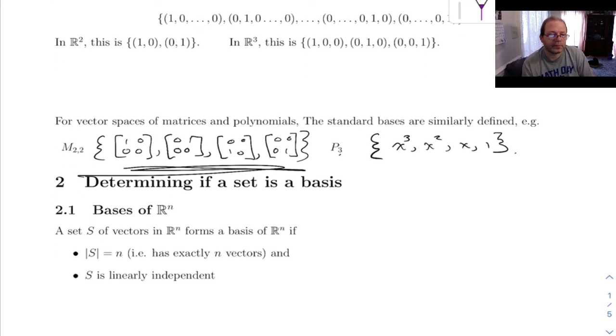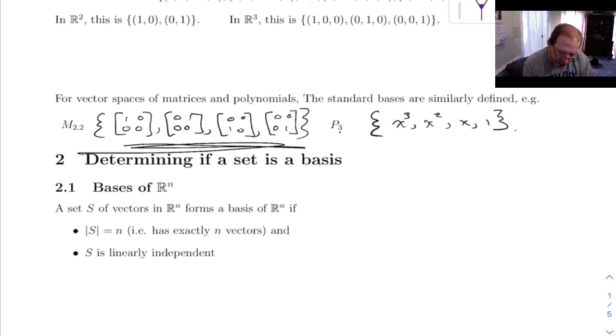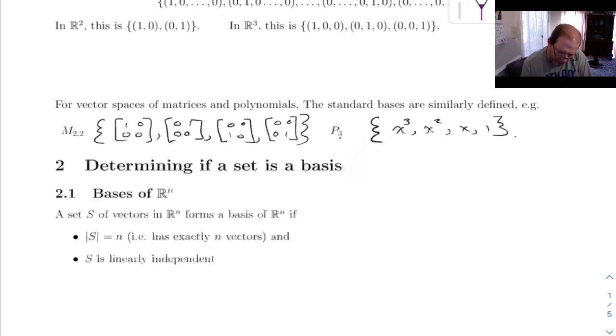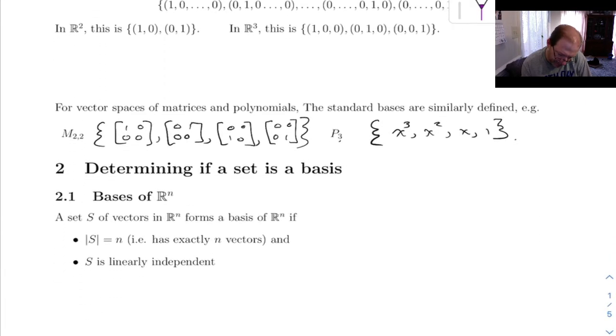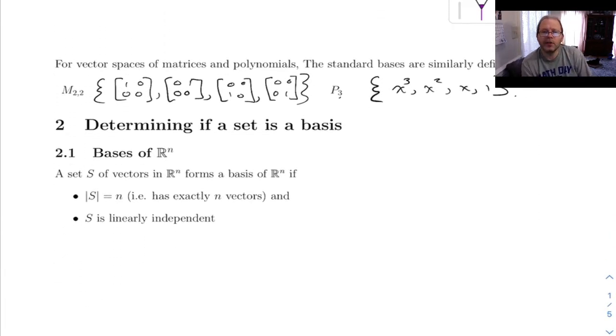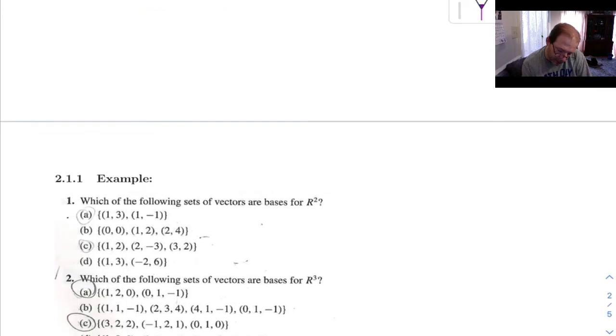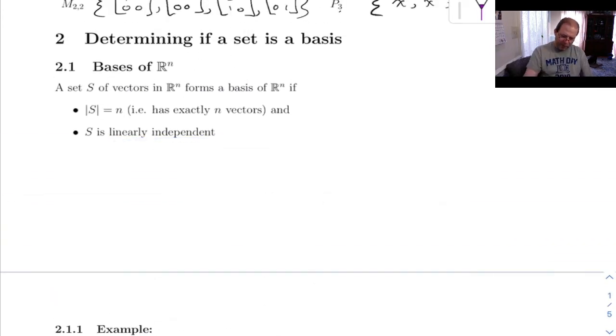All right. So what I want to look at next is if you're given a set of vectors, how do you determine if it's a basis? Well, if you go back to the definition, you have to make sure that the set spans V and that it's linearly independent. So if you're dealing with Rn, you can think of this slightly differently. In order for a set of vectors to be a basis of Rn, it has to have exactly n vectors, and they have to be linearly independent. And there are a couple of different ways you can check this stuff.